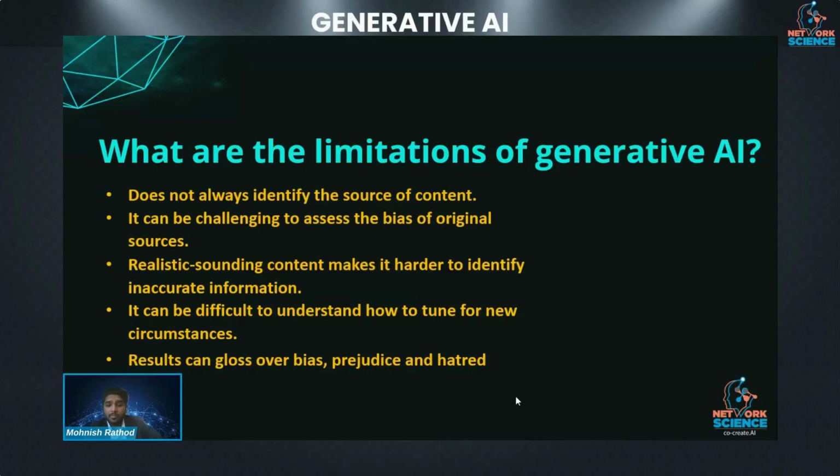But there are some limitations of generative AI. What can these limitations be? It does not always identify the source of content. It can be challenging to assess the bias and originality of these sources. It can also be difficult to understand how to tune for the new circumstances happening in today's world.